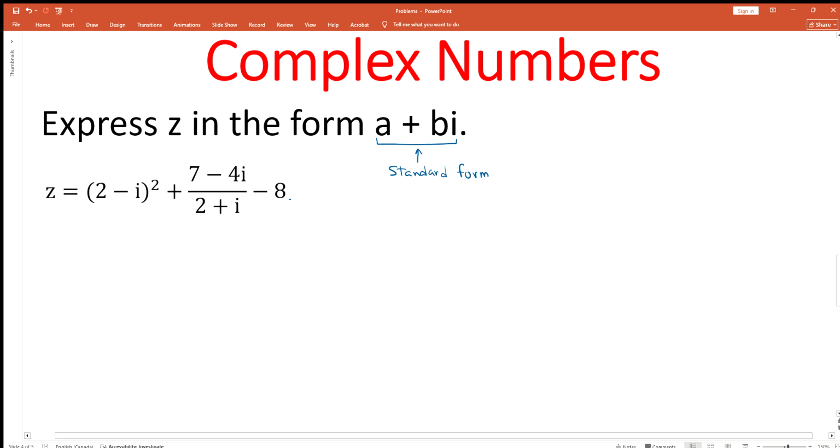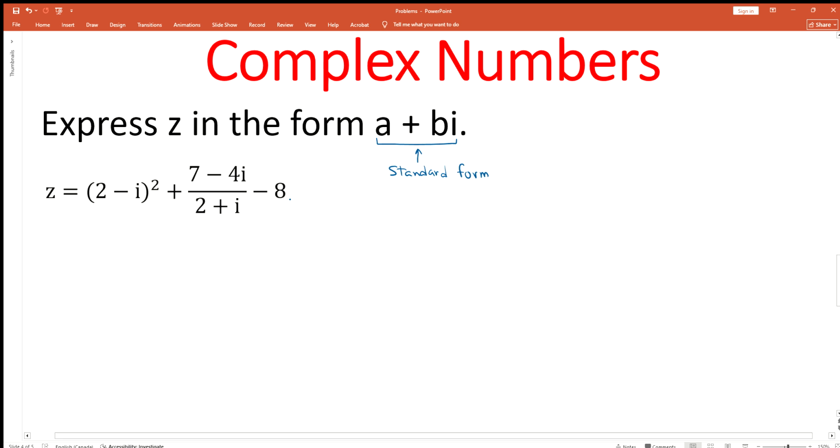In this form, a and b represent real numbers. A is the real part of the complex number and bi is the imaginary part of the complex number. We have to simplify the given expression for z to this form a plus bi. For that, we'll have to simplify the terms in this expression.